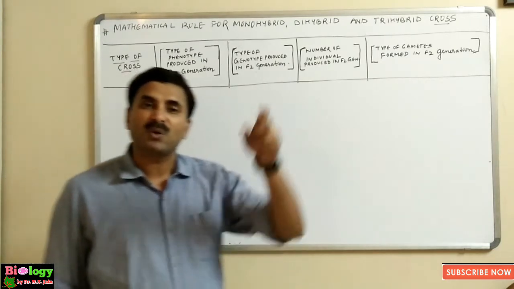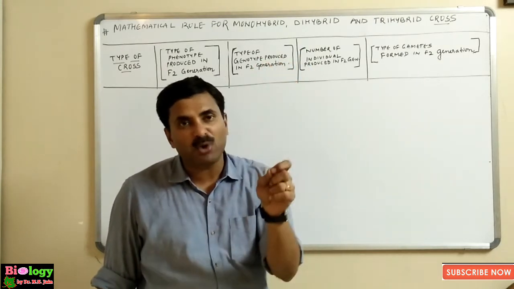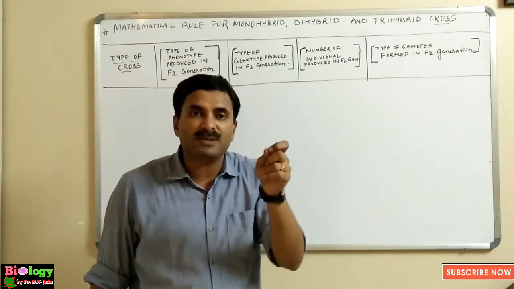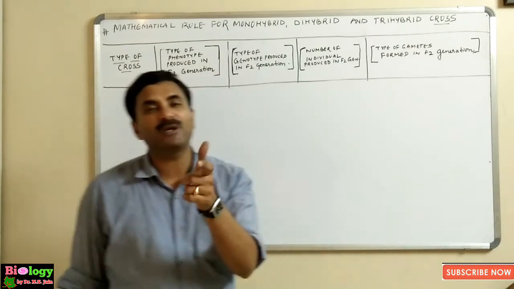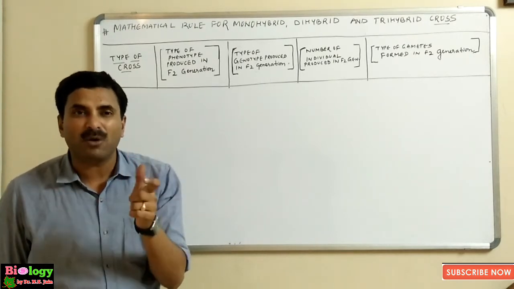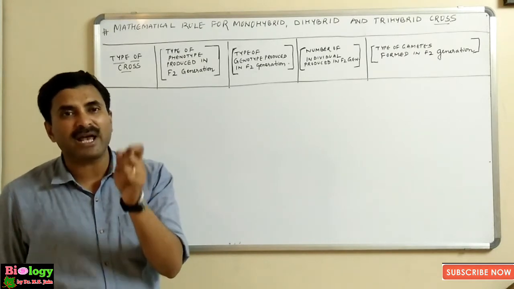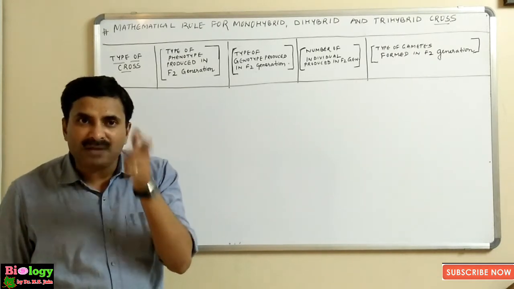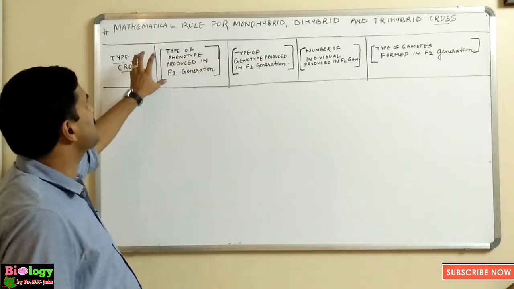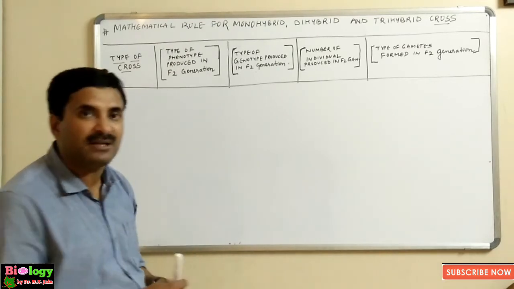By the simple method, we draw the complete checkerboard up to the F2 generation and we draw the boxes, and then we know the phenotypic ratio, genotypic ratio and all. That is a little bit of a tedious job. To make things easier and to answer the question at a glance, we are today discussing the mathematical rules for the monohybrid cross, dihybrid cross and the trihybrid cross.